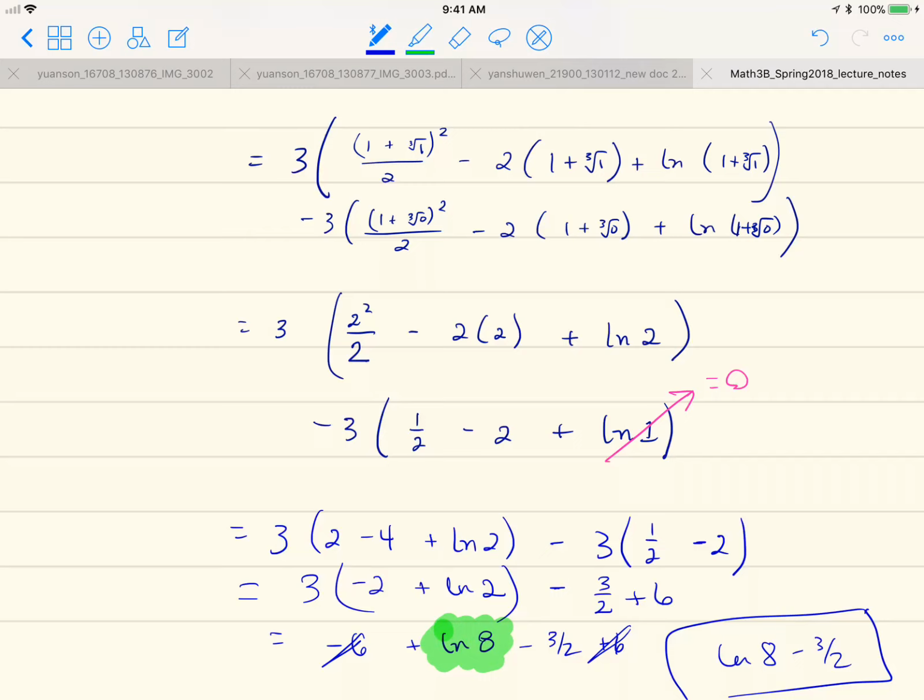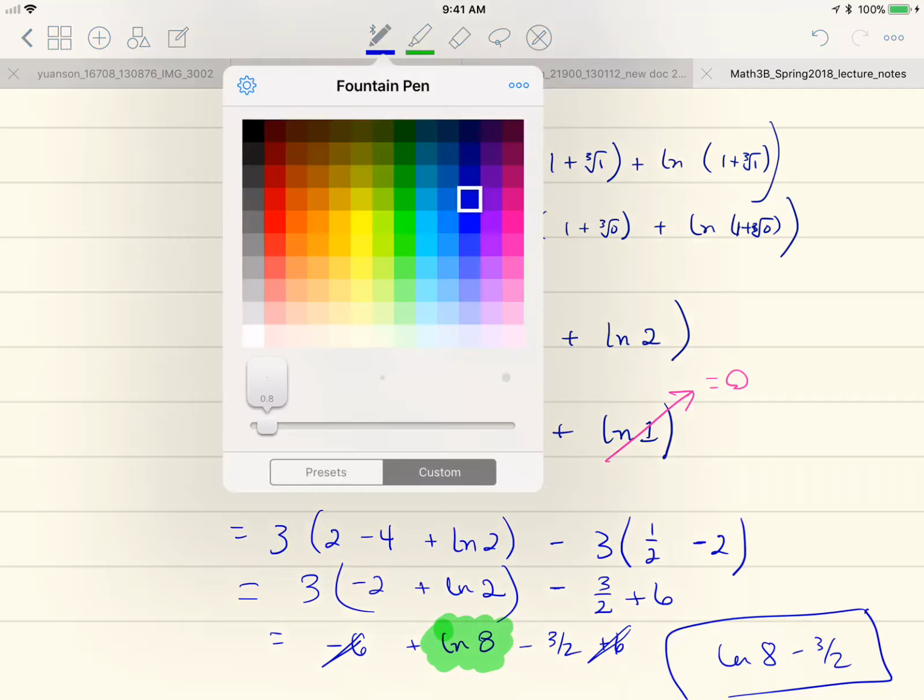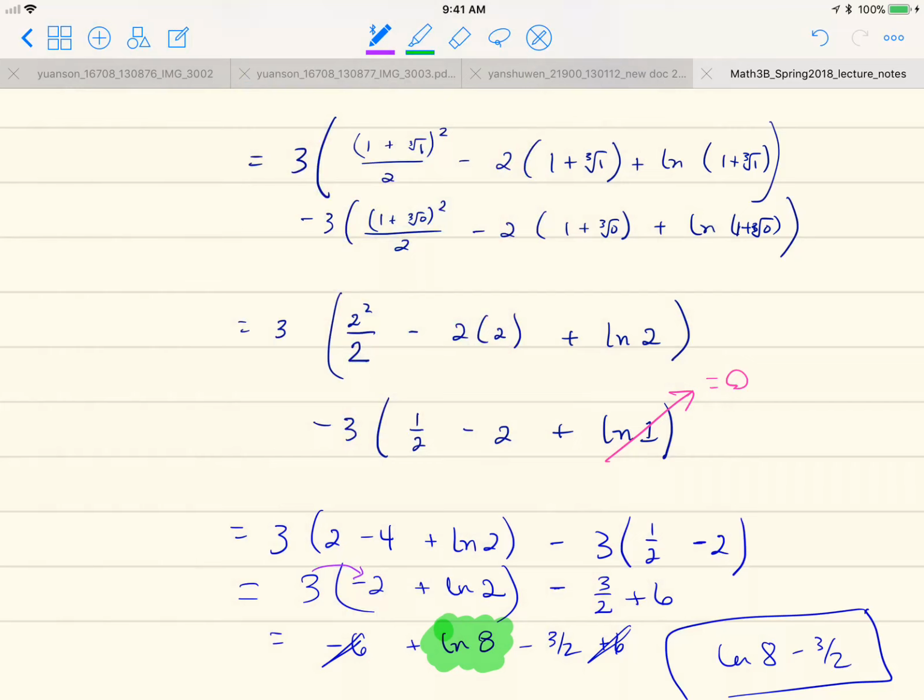It was a property of logs. So looking at this, when I take this 3, see I multiplied it by negative 2 to get negative 6. And now 3 times natural log of 2. So look at this. 3 times natural log of 2 is the same thing as the natural log of 2 cubed. Right, because the 3 I can put on top. And that's how I got the natural log of 8. Because 2 cubed is 8.